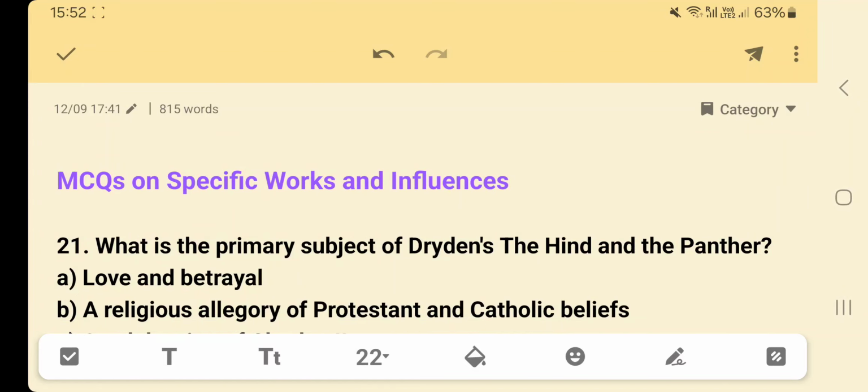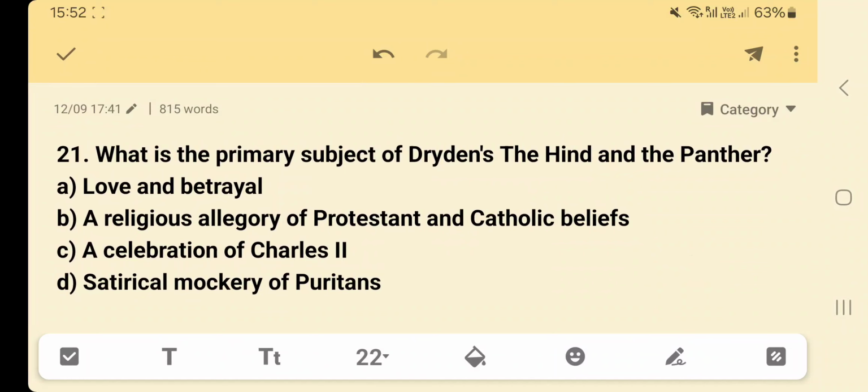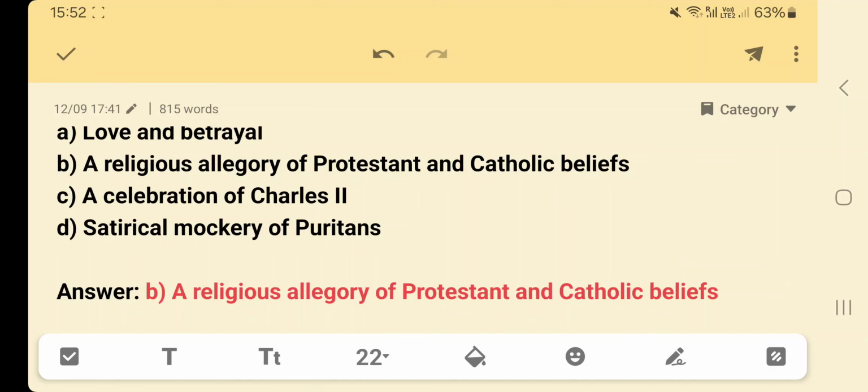MCQs on specific works and influences. What is the primary subject of Dryden's The Hind and the Panther? Option A, love and betrayal. Option B, a religious allegory of Protestant and Catholic beliefs. Option C, a celebration of Charles II. Option D, satirical mockery of Puritans. Answer: option B, a religious allegory of Protestant and Catholic beliefs.